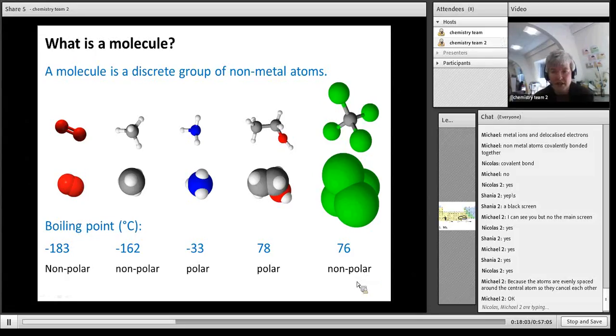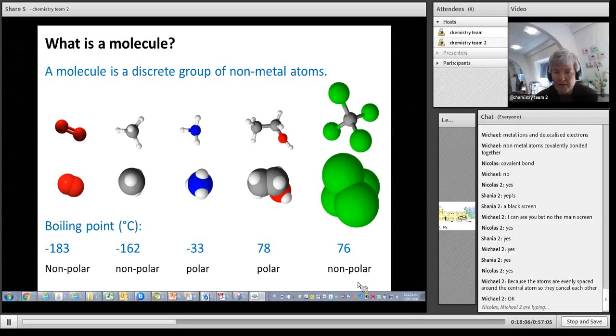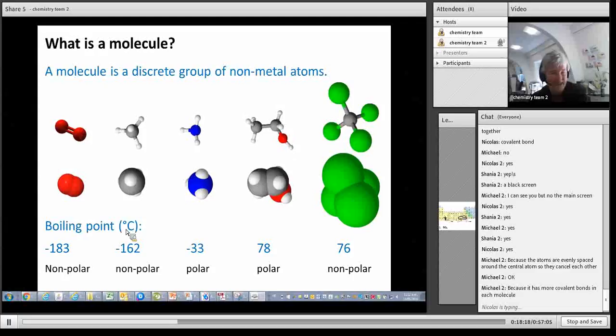So some of you are typing. Okay, because it has more covalent bonds. Actually, Michael, not really. Methane has got 4 covalent bonds between the C and the H. There are 4 CH covalent bonds. And here in carbon tetrachloride, there are 4 CCl bonds, but there are still 4 covalent bonds. So it's not the number of covalent bonds that makes the difference.